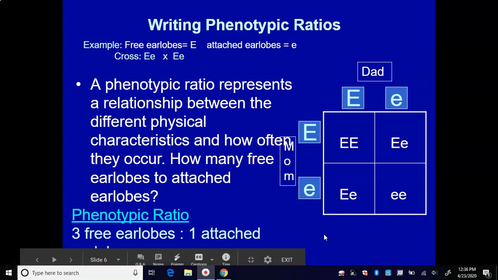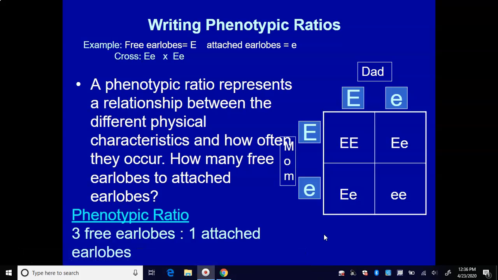Now, after you write the genotypic ratio, then use that to write the phenotypic ratio. Remember, phenotype is the appearance or the actual physical trait. So a phenotypic ratio represents a relationship between the different physical characteristics and how often they occur. In this case, it would be how many free earlobes, since free earlobes is dominant. So you would write the dominant one first, to then how many attached earlobes, which is recessive.